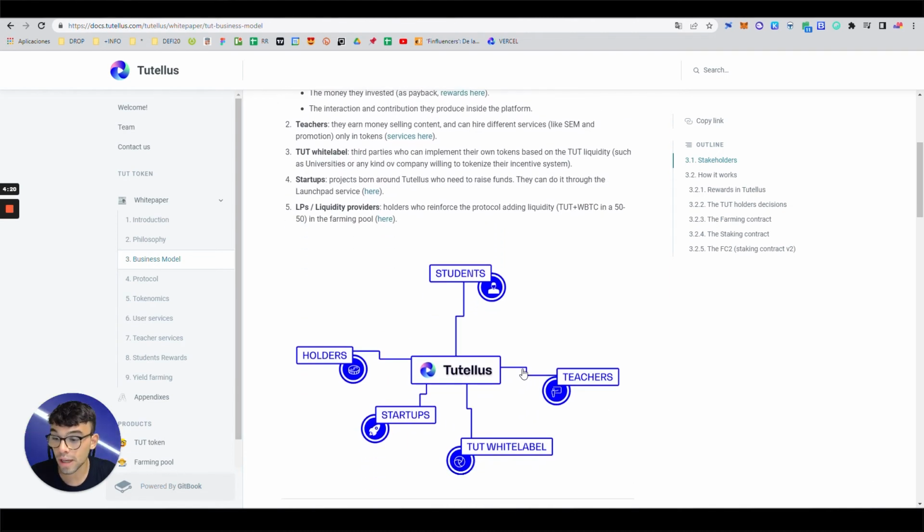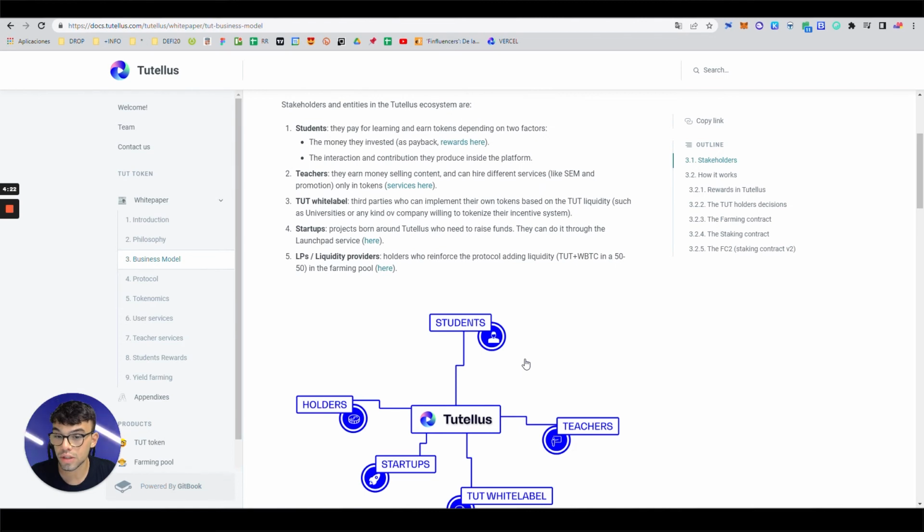Thirdly, we have what we mentioned before, the white label, which is very interesting, and it gives third parties the opportunity to come and join and put their token above the liquidity of the TUT token. So in other words, they could be building on top of what Tutellus has already built, and this gives more strength to them, more liquidity for their token, many benefits in terms of infrastructure to the company, the third party, and of course to Tutellus for being under all this structure.